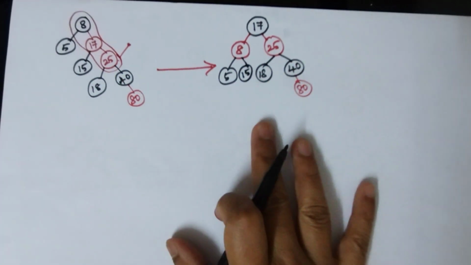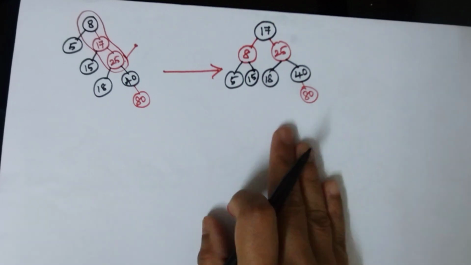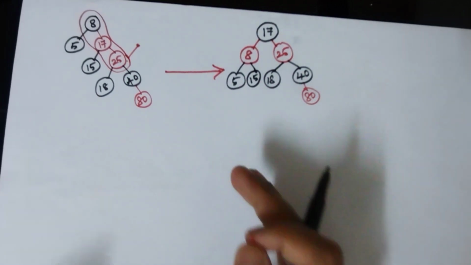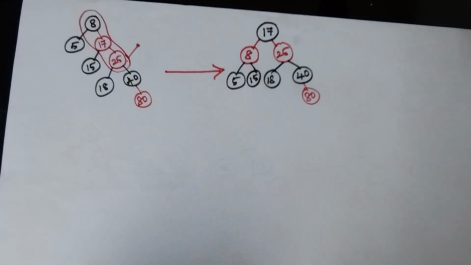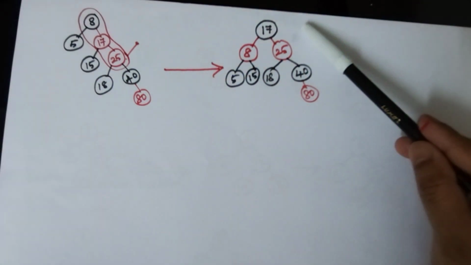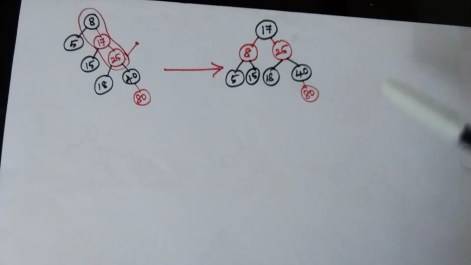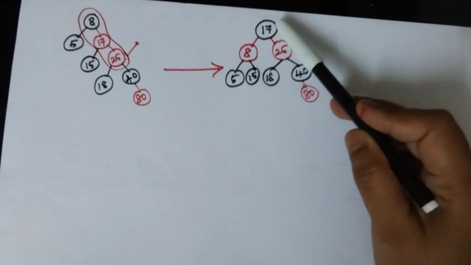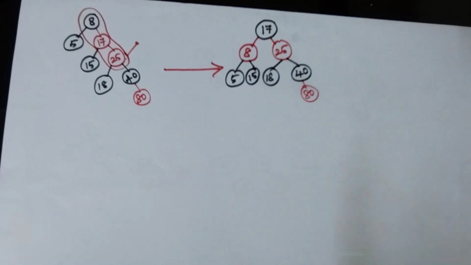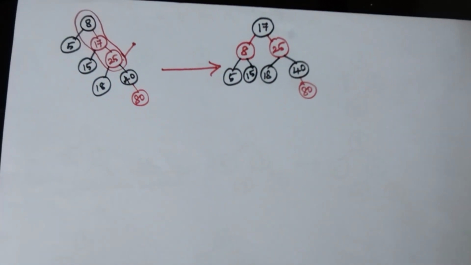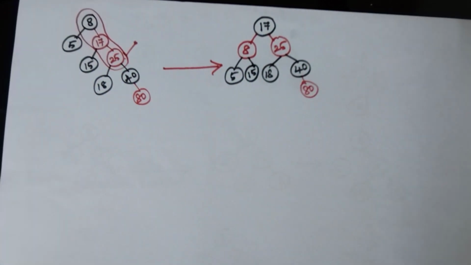Now after performing rotation and recoloring, this will be our final tree. And if you check this tree, it satisfies all the properties of the red black tree. That is, the root node is black in color, and there are no consecutive red nodes. And if you check the number of black nodes in each and every path, that is equal: 2 black nodes in each and every path, right? So this is the red black tree insertion and its properties.